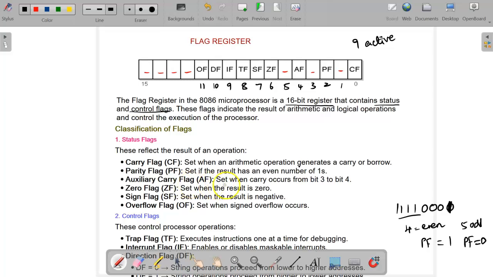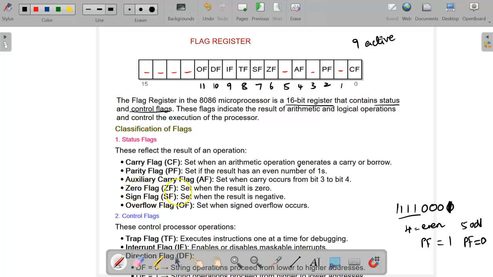Then the auxiliary carry flag. Whenever we are doing some operation, if we have a carry from bit 3 to bit 4, that is from the lower nibble to the upper nibble, then AF is equal to 1. Let us see one example for each of these.